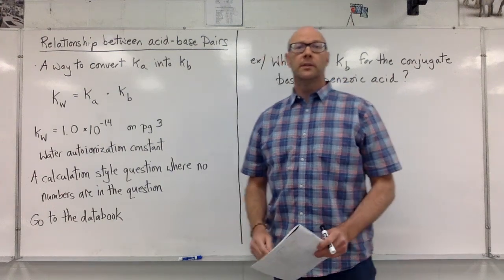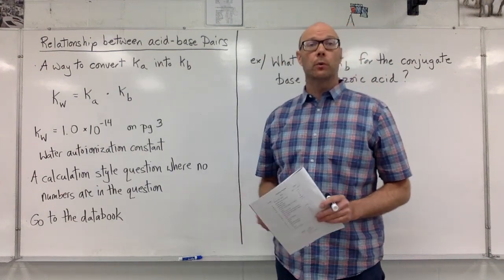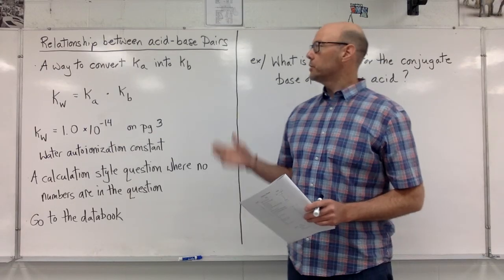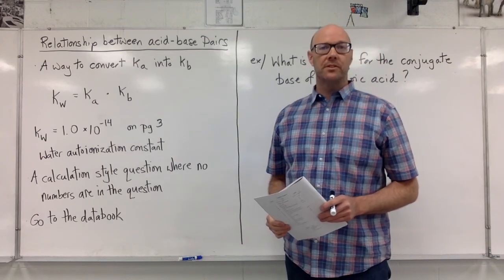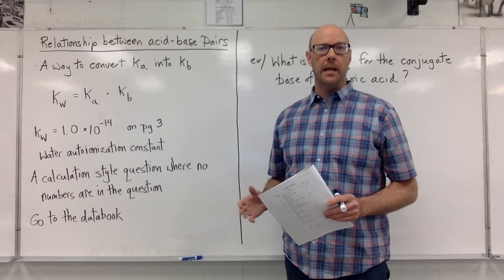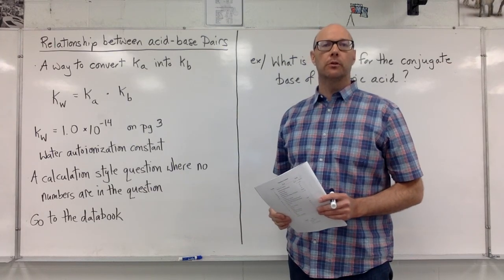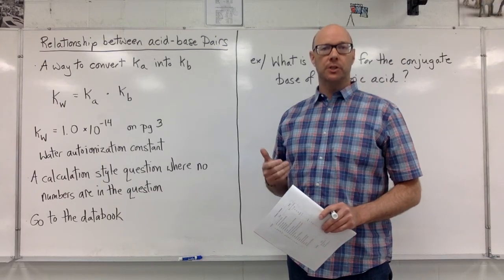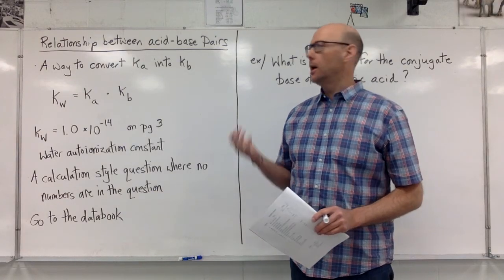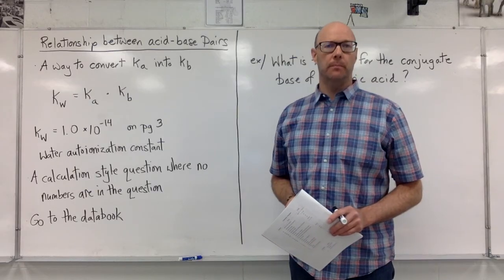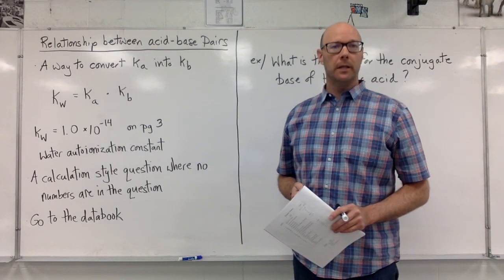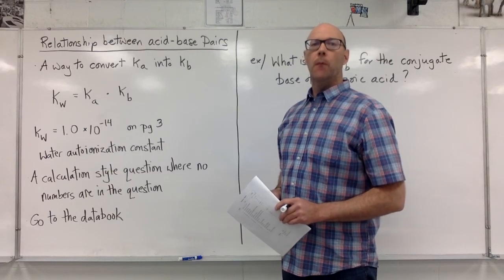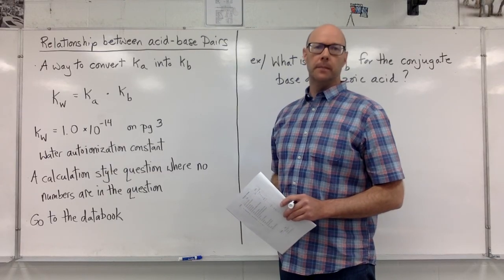Hi everyone. Today we'll look at the mathematical relationship between acid-base pairs. This is a way to convert the acid equilibrium constant Ka into a base equilibrium constant, where the acid equilibrium constant applies to the acid in the reaction and the Kb for the conjugate base. We have this new formula where Kw equals Ka multiplied by Kb.